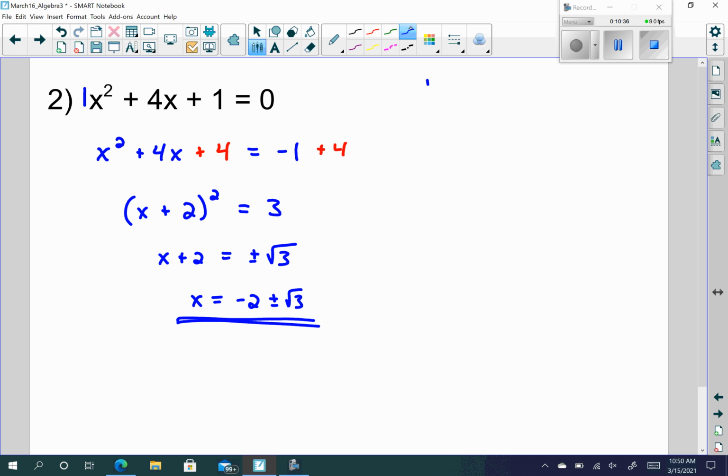So even though we keep this as 1, this is really saying x is equal to -2 minus radical 3, and then x is equal to -2 plus radical 3. And we could just leave it just like this.